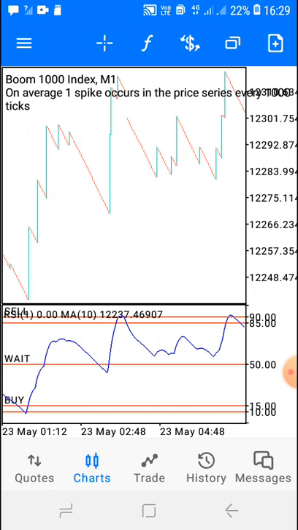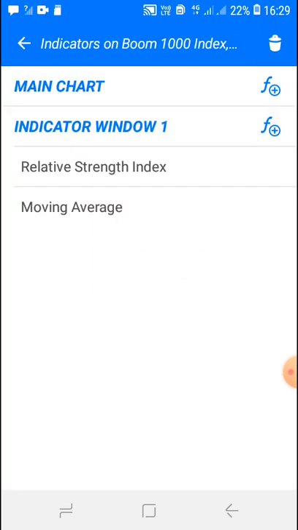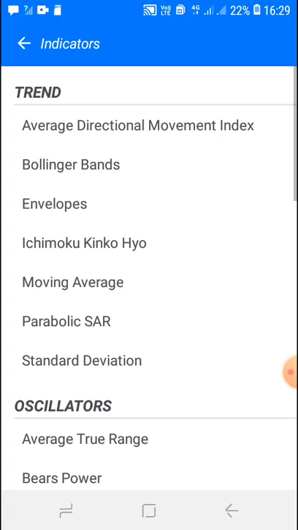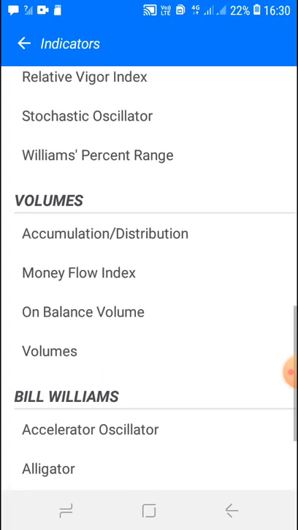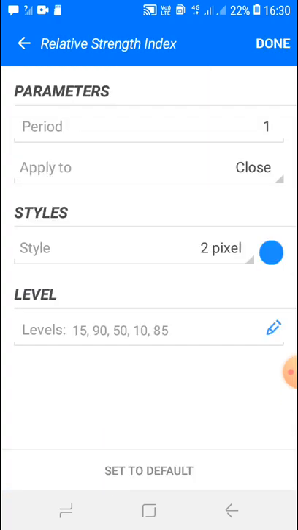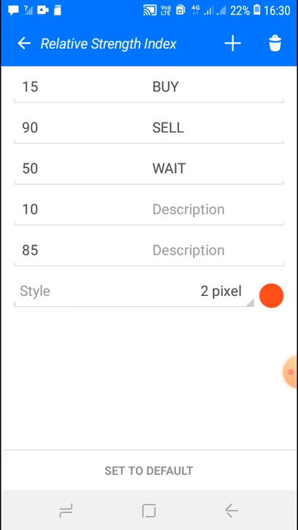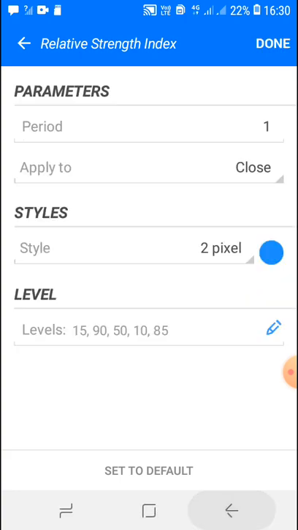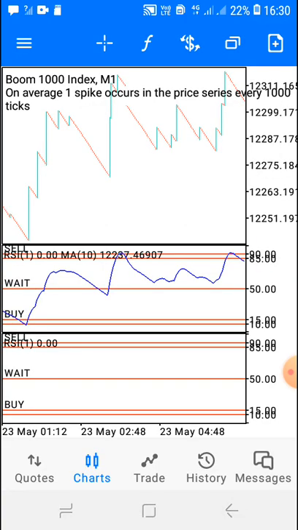So what you want to do is, after you've seen the moving average, you're going to click on the F button again and add your RSI. So what you want to do is click on main chart, add your RSI again. Now make sure that your parameters stay the same. Period 1, apply to close, width 1 pixel. I'm just going to go over it again: 15, 90, 50, 10, and 85. Then you click on done. So as you guys can see, we have another RSI at the bottom.